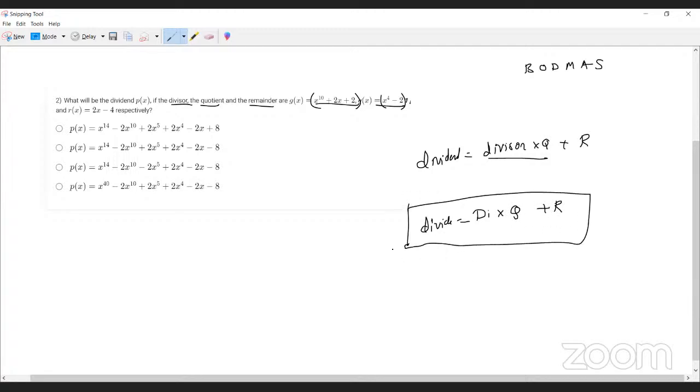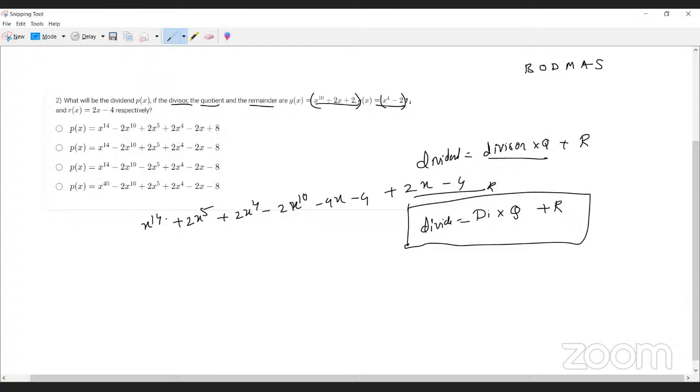Okay, sir. So if you multiply this, what will you get? X to the power 14 plus 2x to the power 5 plus 2x to the power 4 minus 2x to the power 10 minus 4x minus 4, right? Yes, sir. So can you simplify this? Now simply add the 2x plus 2x minus 4. This is the remainder, right?